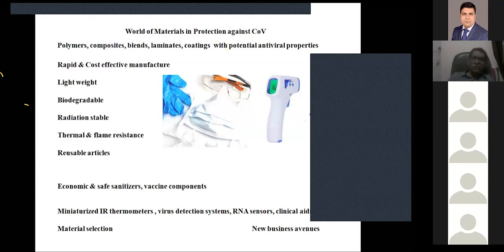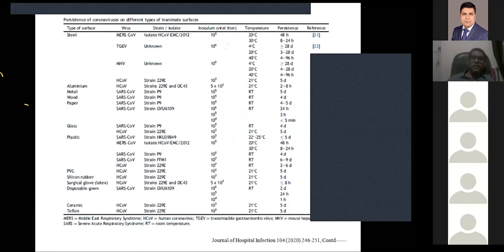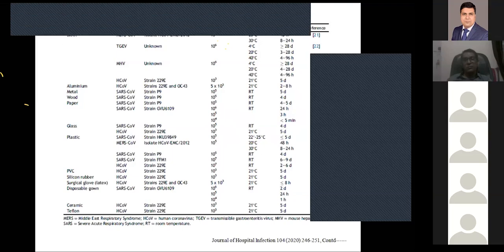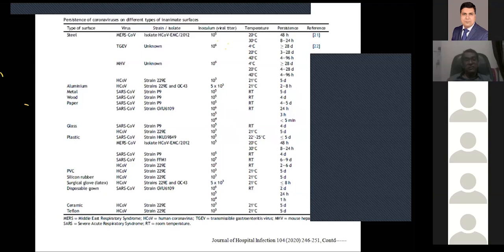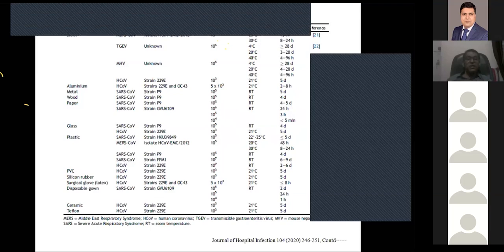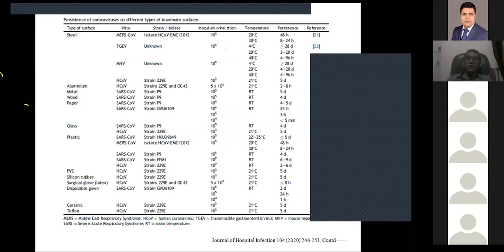Why? Because see here, I have data from a recently published research paper in the Journal of Hospital Infection, volume 104, 2020, pages 246 to 251. This paper was published recently, a couple of months back. This paper says that steel is prone to coronavirus, and coronavirus sustains over steel up to 48 hours.